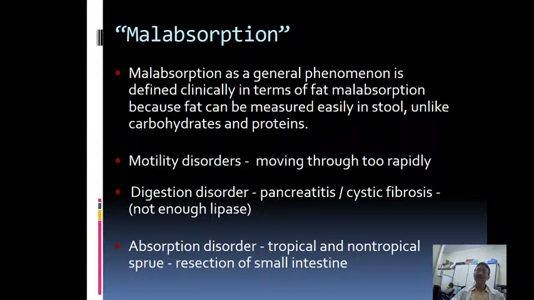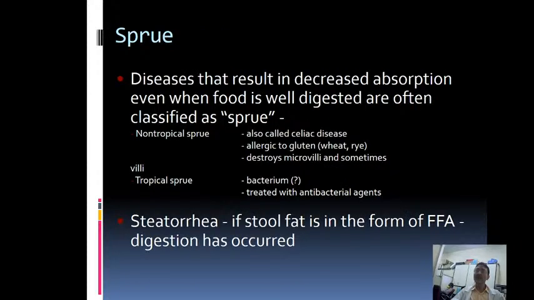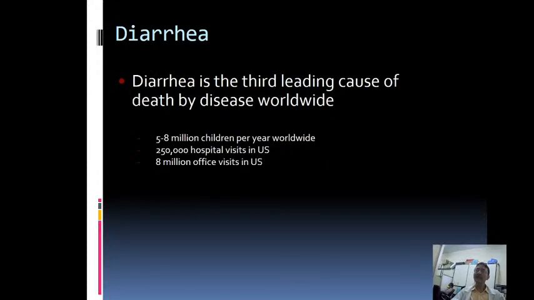Digestion disorder, where the carbohydrates, proteins and fats are not completely digested to get absorbed, as a result of which there is no absorption, is commonly seen in pancreatitis. Or it can be sprue, which can be a tropical sprue and a non-tropical sprue. This can be because of infections. The other commonest cause is diarrhea. Diarrhea is the third leading cause of death in the world.